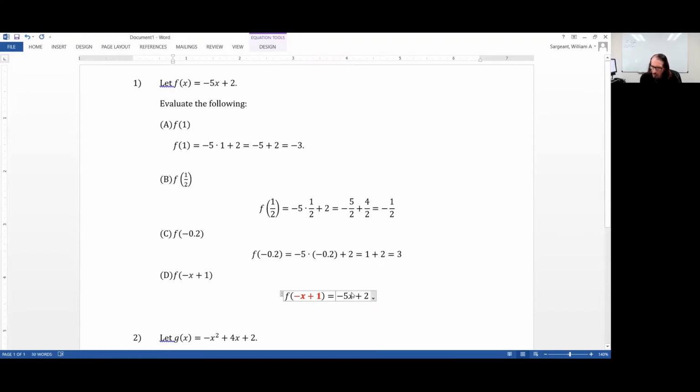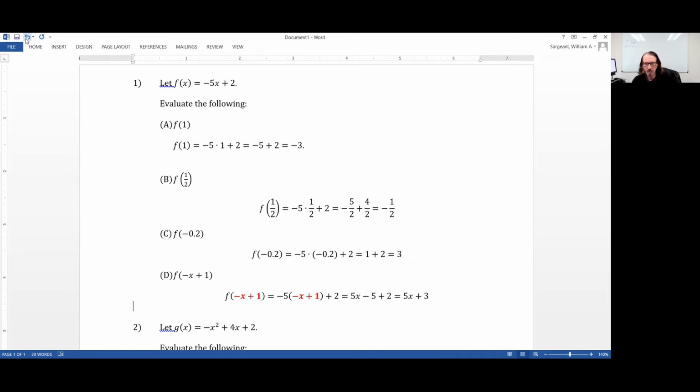So instead of x, put in parentheses around that, because there are 2 terms to that, negative x plus 1 instead, and simplify that by distributing. Okay. Distribute the negative 5 to the negative x plus 1. Negative 5 times negative x will give us 5x. Negative 5 times positive 1 will give us minus 5. And then combining like terms, we'll have 5x plus 3.